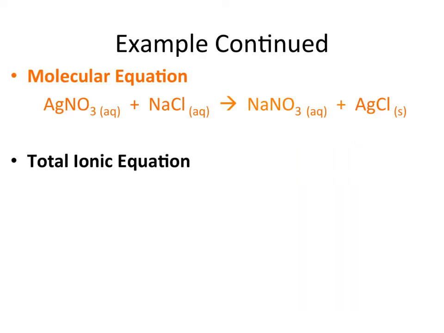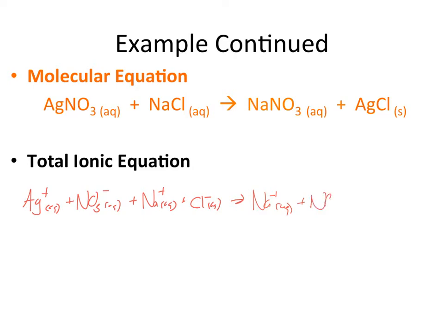So our molecular equation was here, and we saw that once we put it into the water, they split up into their ions. So we're going to split these soluble compounds, the ones that are aqueous, into their ionic forms. So Ag had a charge of plus 1, and again this is aqueous, plus NO3 minus aqueous, plus Na plus aqueous, plus Cl minus aqueous. Now we also saw that sodium nitrate, because it's aqueous, was also split up into its ionic form. So we have Na plus aqueous plus NO3 minus aqueous. Now we see that AgCl is a solid, so that means it's not soluble. It's not going to break up into its ions, so we leave it as AgCl solid.